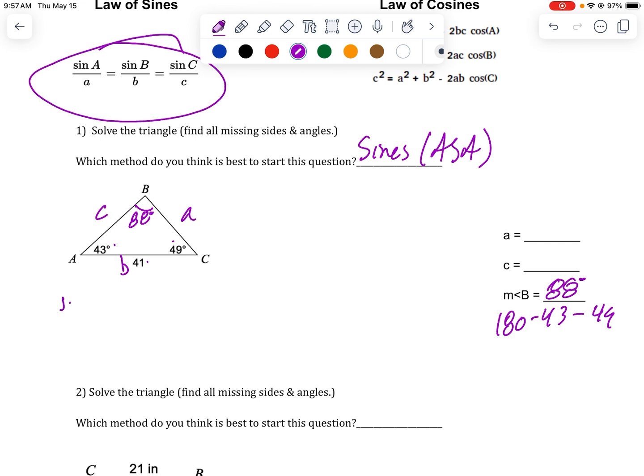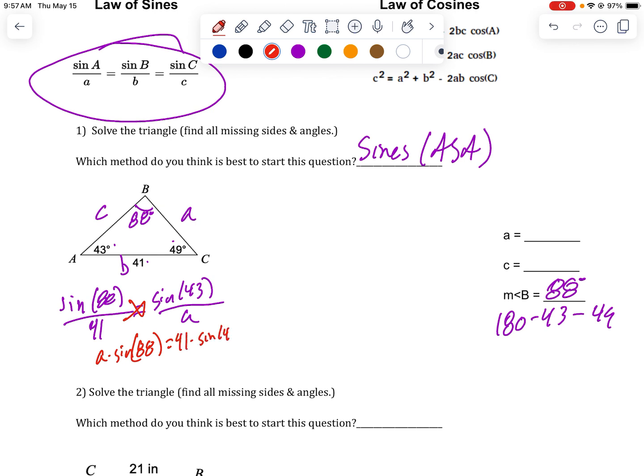Okay, so let's start with side A. So I got sine of 88 over side B, which is 41, equals the sine of 43 over A. Cross multiply. A times the sine of 88 equals 41 times the sine of 43. And then divide by the sine of 88.